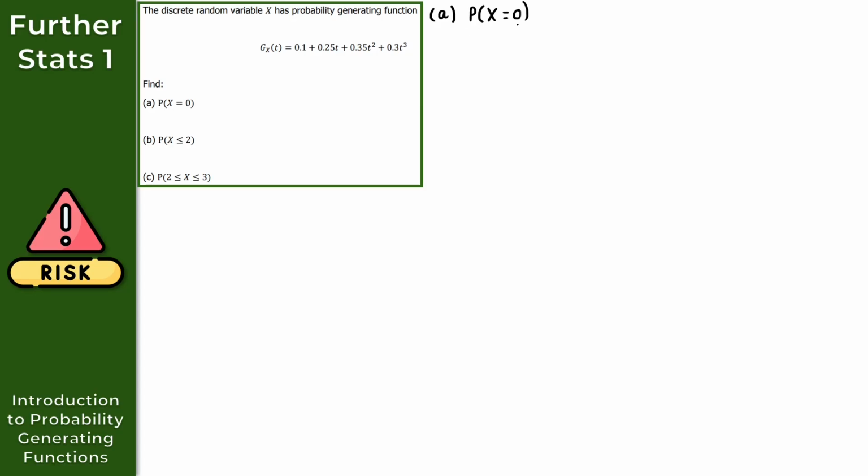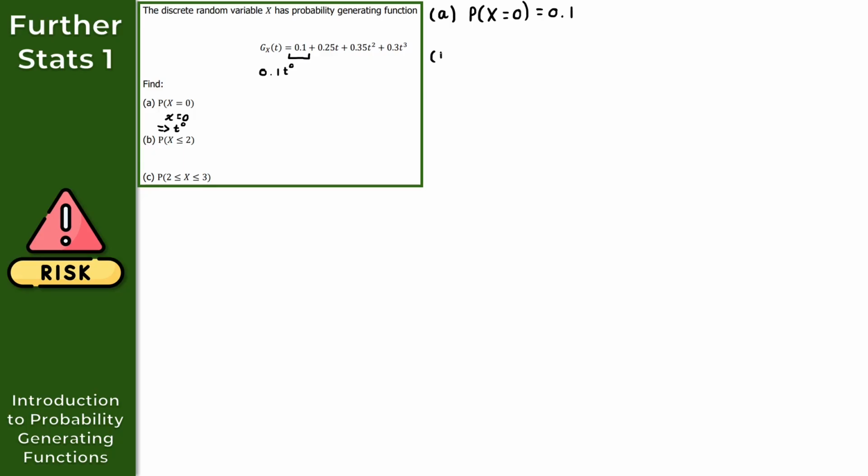So for the probability that x equals 0 then, that's when little x equals 0. So what that means then is we have t to the power of 0. Now in that case, that would correspond to this term here, because t to the power of 0 is 1. So what I've got here then is 0.1 t to the power of 0. So in that case, this probability here corresponds to the 0.1. Okay, and there we have it. So that's the solution to part A, hopefully nice and straightforward.